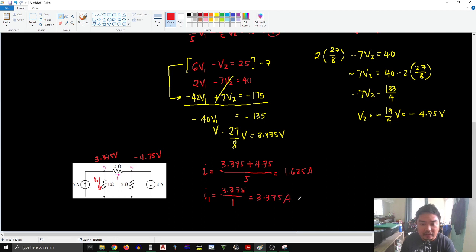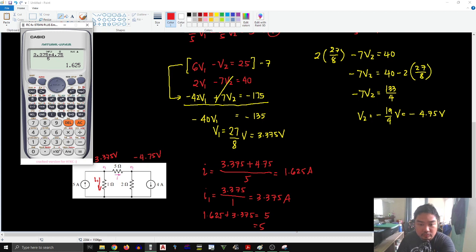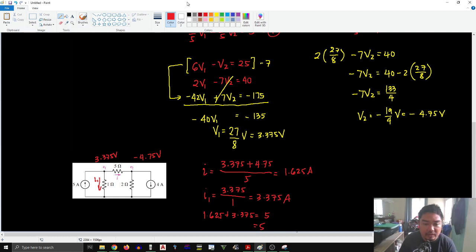And for us to check this, as you can see at node B1, if 5 amperes is entering through that node, that must be equal to the sum of I1 and I. Let us verify that. So 1.625 plus 3.375 must be equal to 5. Upon checking on the calculator, 3.375 plus 1.625, definitely that is equal to 5 amperes. So this proves that 3.375 is a correct answer.